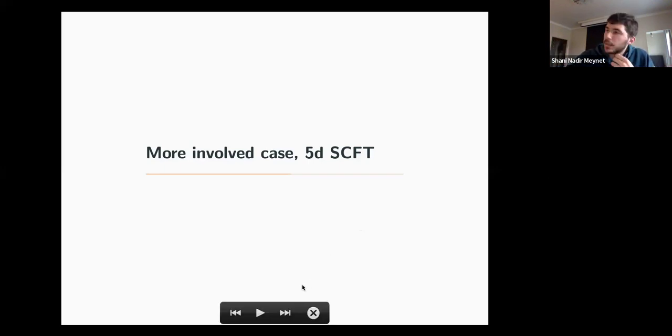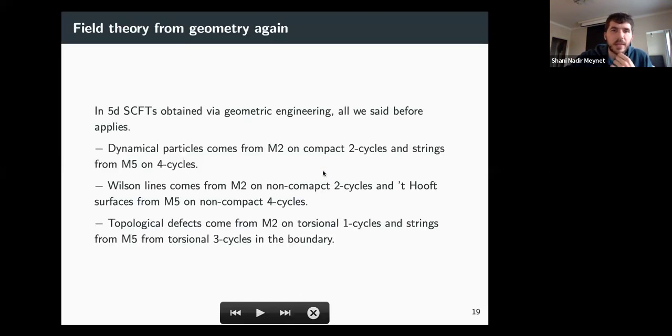Okay, going on with a more involved case in 5D SCFTs. So we started with M theory on a twofold, and now let's go to M theory on a threefold. If you play this game now with M theory on a threefold, you will get a 5D SCFT.